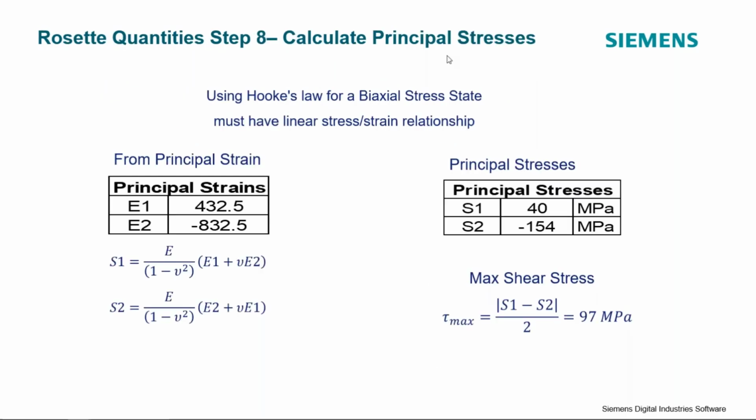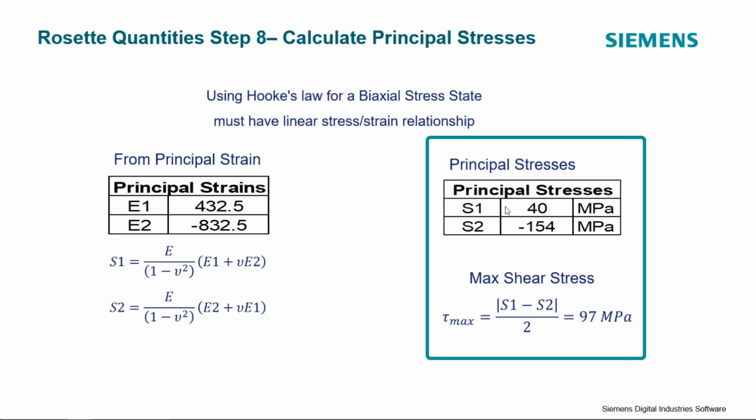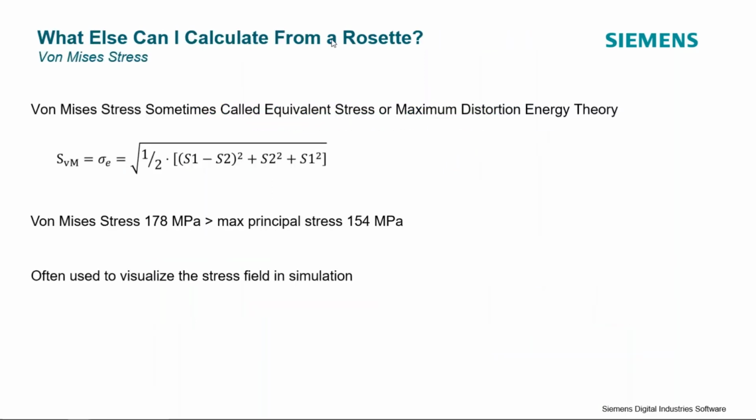Once we know those parameters, we can easily calculate our principal stresses from our principal strains. So I've got principal strains listed here. To calculate principal stress 1 and principal stress 2, I can just apply these equations here, and I get my principal stresses. I can calculate, again, many other items from a strain gauge rosette.